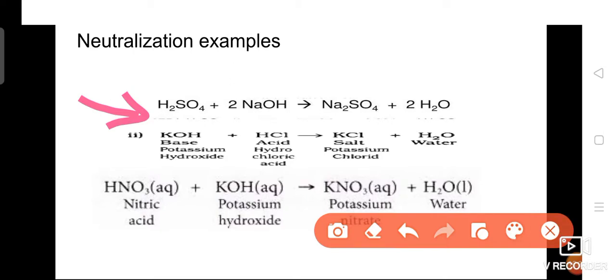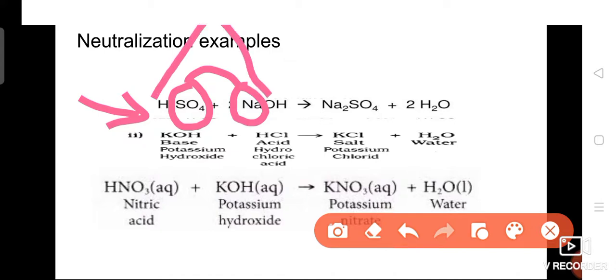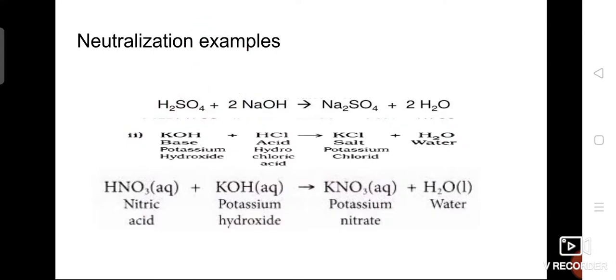H2SO4, that is sulfuric acid. When sulfuric acid reacts with NaOH, which is nothing but sodium hydroxide, sodium sulfate is formed. That is, from the acid, sulfate, and from the base, sodium, react to form sodium sulfate, and this H and this OH join together to form water. Have you all clear? When sulfuric acid reacts with sodium hydroxide, sodium sulfate and water are formed.